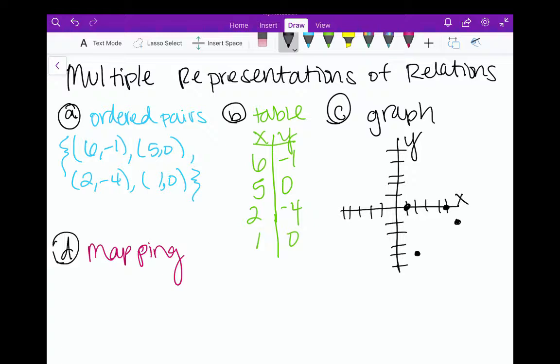As I'm going through these, you should be able to go between representations. What I mean by that is, if I give you a table, you should then be able to write the list of ordered pairs or put it on a graph. And that should go both ways. Given any representation, you should be able to come up with the other representations.